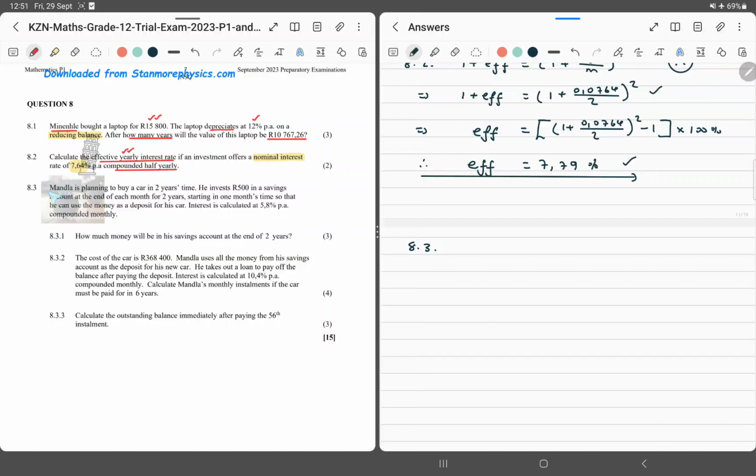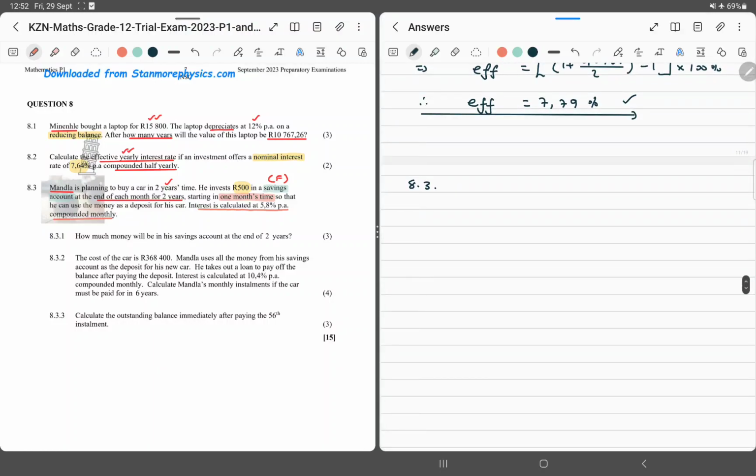8.3. Yeah, it's 8.3. Mandla is planning to buy a car in 2 years' time. He invests 35 in a savings account. Once you hear the words savings account, it means we're talking about a future value calculation, at the end of each month for 2 years, starting in 1 month's time. So the starting point is important. This means this guy opens an account and doesn't pay money immediately. He will pay at the end of the month. His interest is calculated at 5.8% per month, compounded monthly.